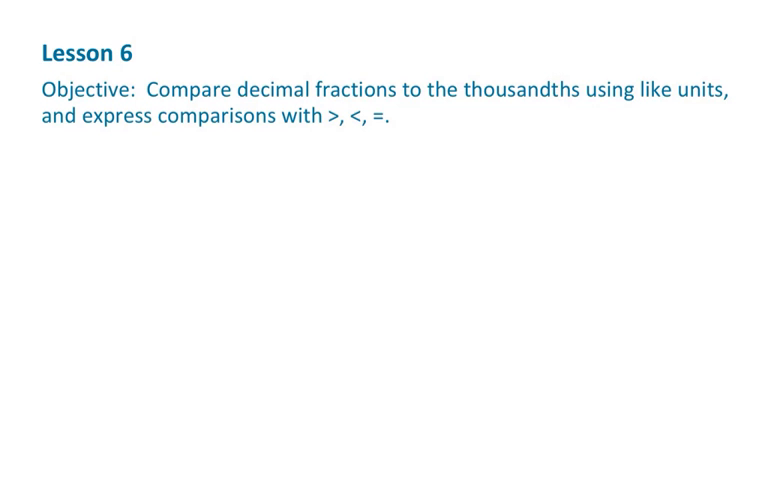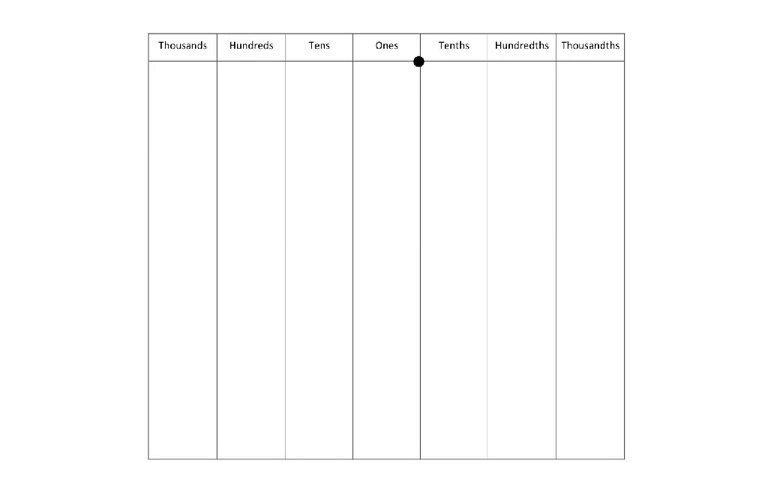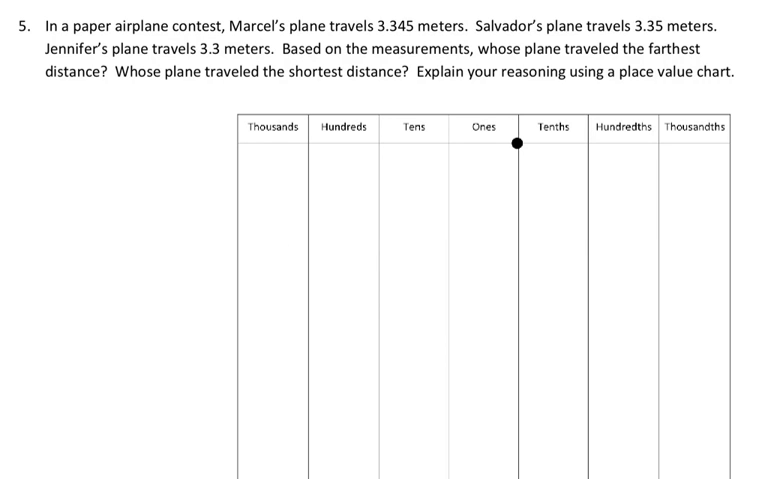This is grade 5, module 1, lesson 6, and the objective in this lesson is to compare decimal fractions to the thousandths using like units and express comparisons with greater than, less than, or equal to. So the students are familiar with this place value chart, and the problem that we're going to be working on is from the homework, and it's question number 5.